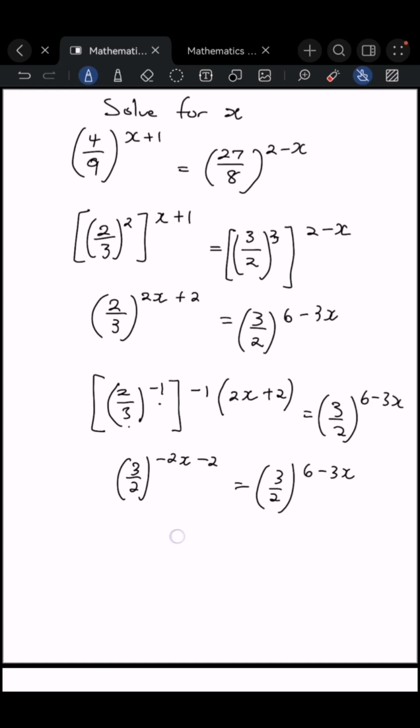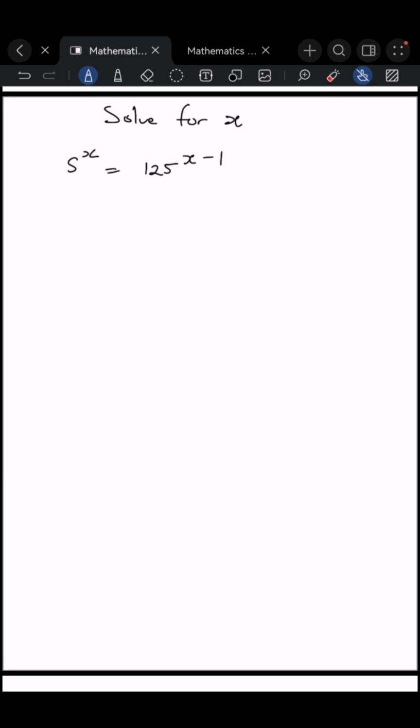Therefore, we can conclude that negative 2x minus 2 is equal to 6 minus 3x. We say it is equal to minus 2x; the 3 comes this side and becomes 3x, and the 6, the 2 comes that side and becomes plus 2. This and this produce a 1, that and that become an 8. x is equal to 8.